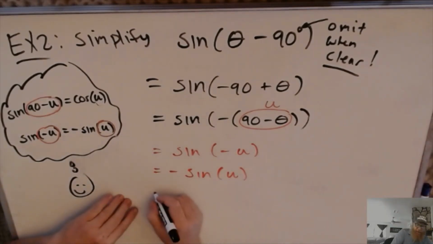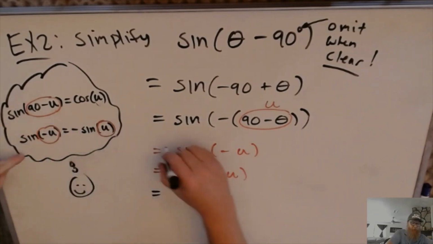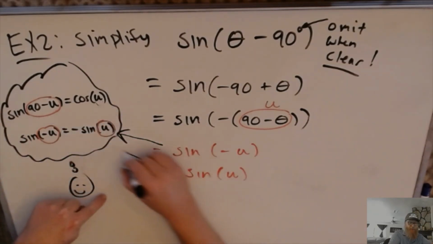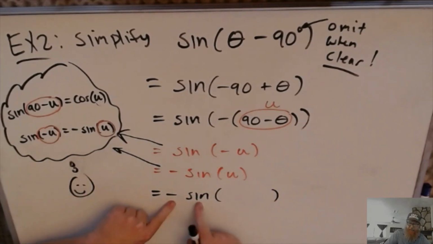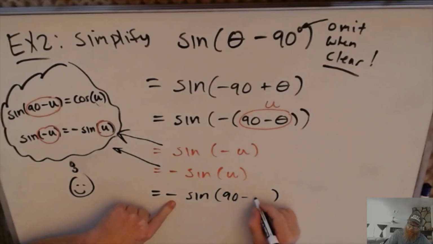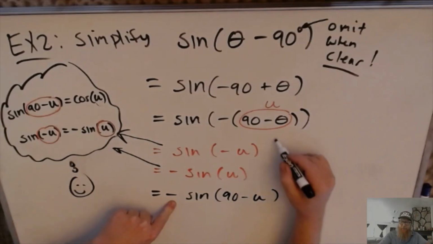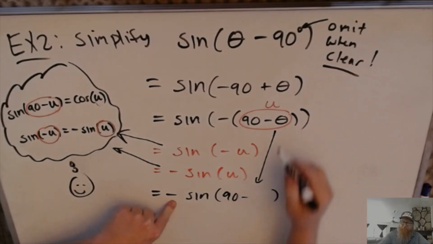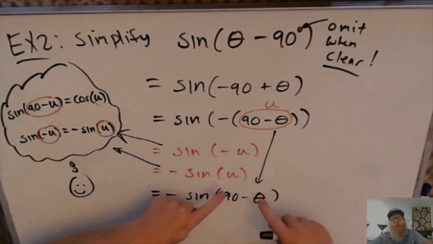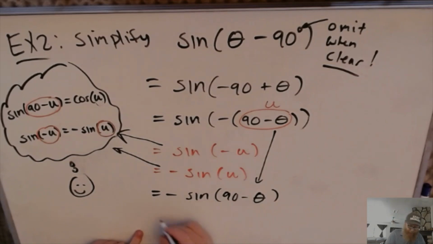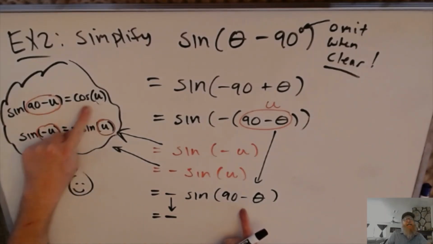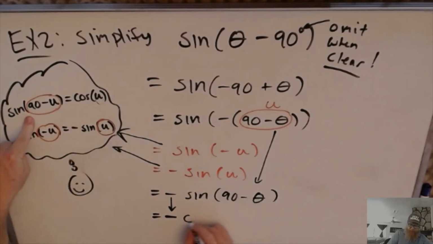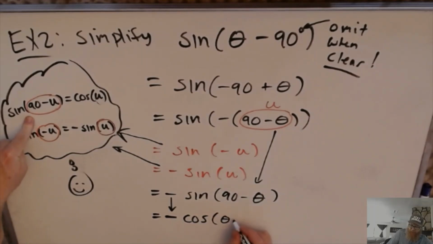I wrote that in red because that really doesn't count. I'm just kind of referring back to here in my mind. All right, so now I'm going to pick it back up. Negative sine of 90 minus u. Oh, sorry, it's not u. It's theta. Although if you wrote u, you could always recover your theta when you're done. And then now the negative sign comes down. Use your cofunction identity. The sine of 90 minus theta is the cofunction cosine of theta.